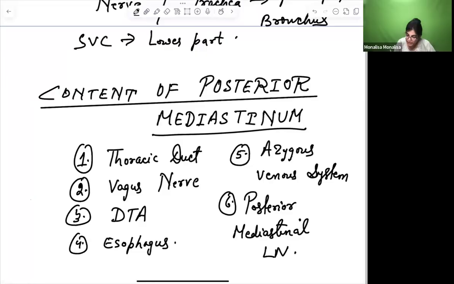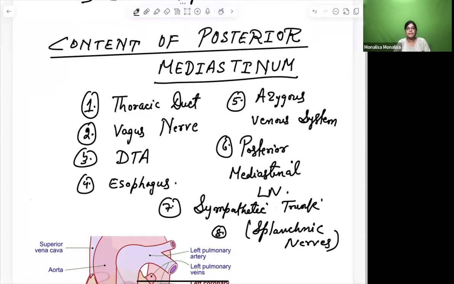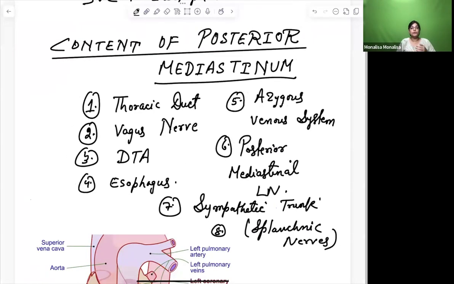It also contains the thoracic duct and sympathetic trunks, along with the splanchnic nerves. So basically it contains the sympathetic trunks, splanchnic nerves, posterior mediastinal lymph nodes, vagus nerve, thoracic duct, descending thoracic aorta and azygos vein. All these are the contents of the posterior mediastinum.